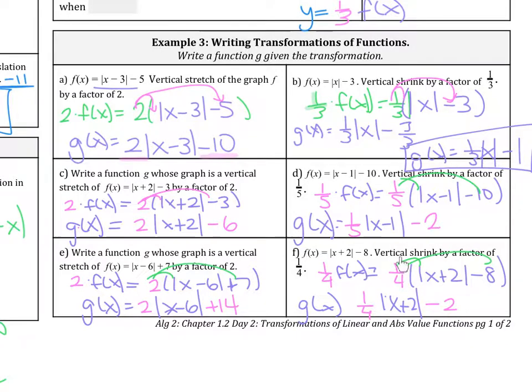Here you do 1/4 in the front, and 1/4 times negative 8, that's negative 8 over 4, which is negative 2. I hope this helps.